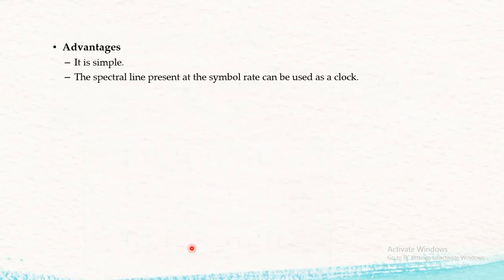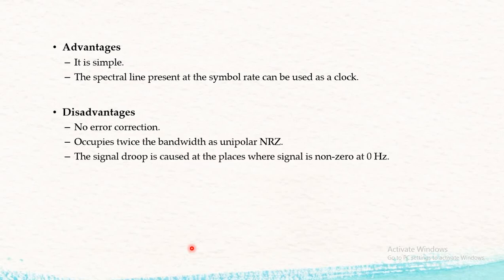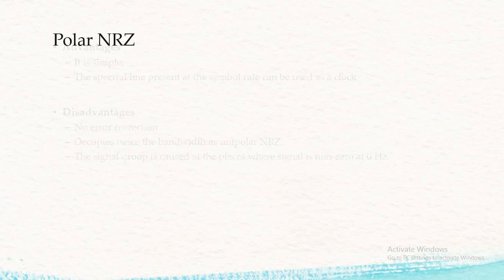Next are its advantages. It is simple. The spectral line present at the symbol rate can be used as a clock. Disadvantages: again no error correction is there. It occupies twice the bandwidth of unipolar NRZ, and a signal droop is caused at the place where the signal is non-zero at 0 voltage.